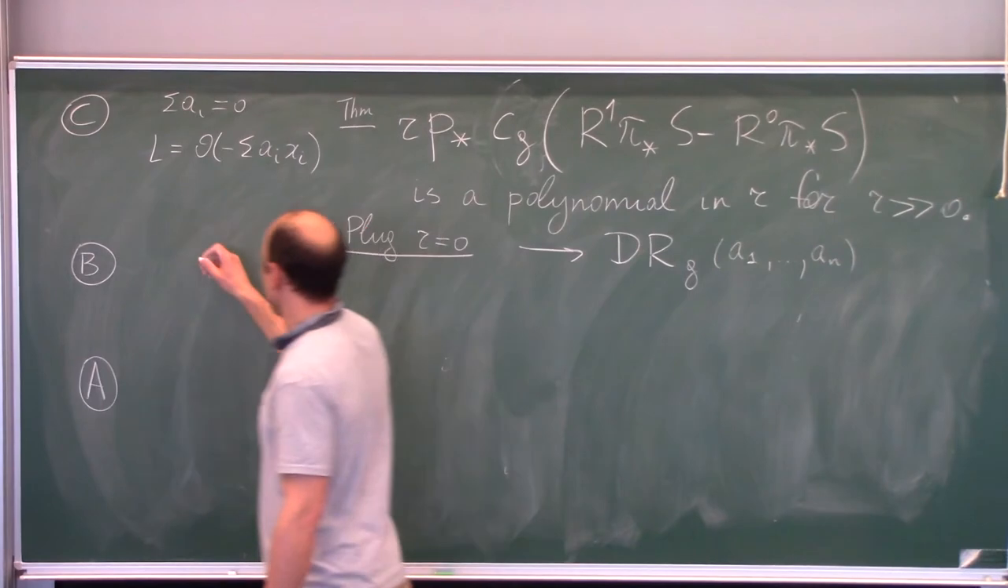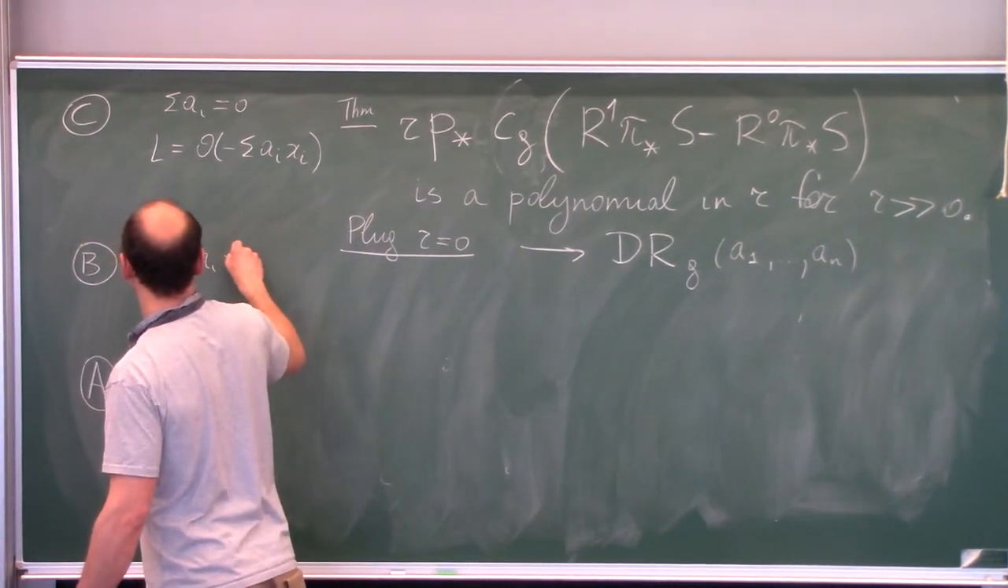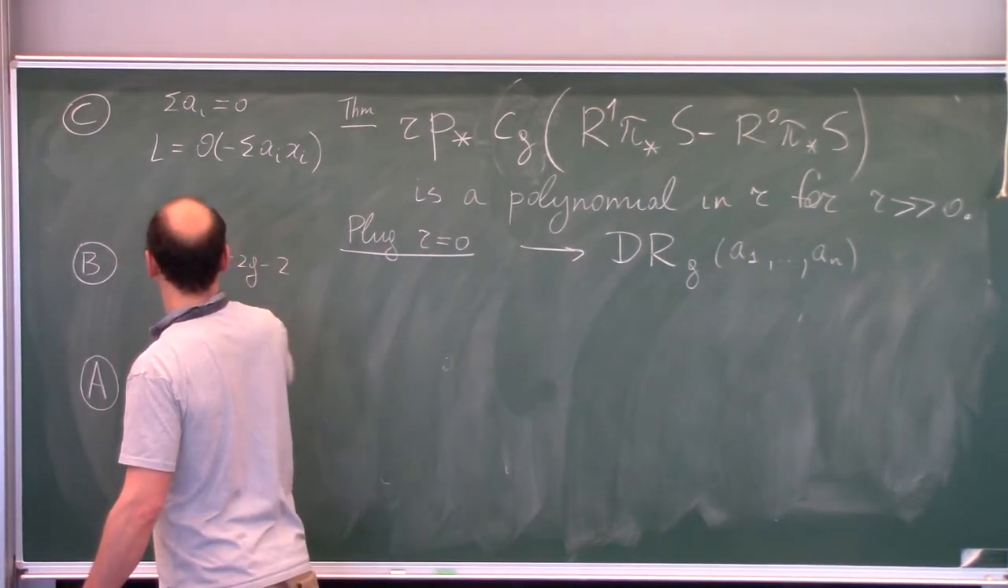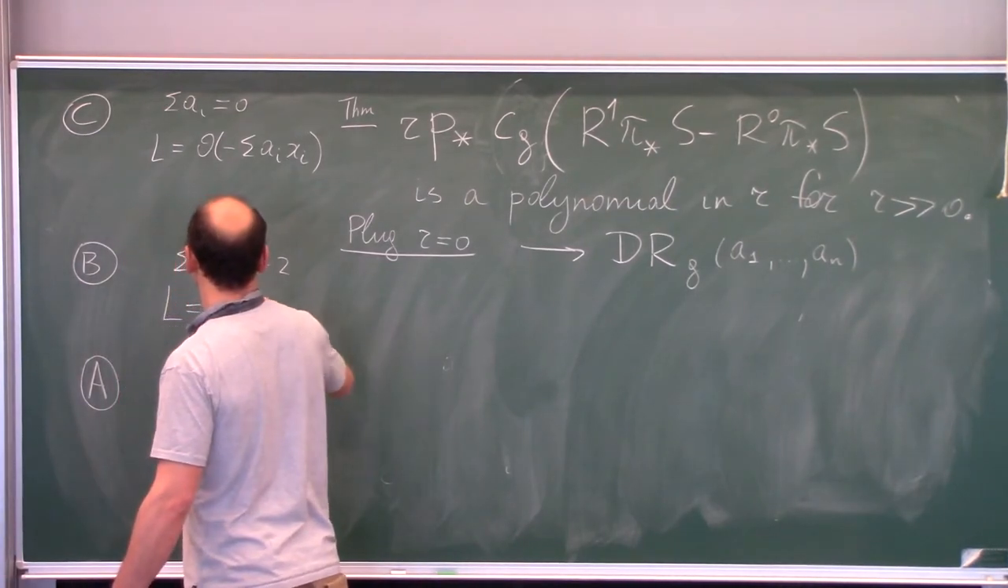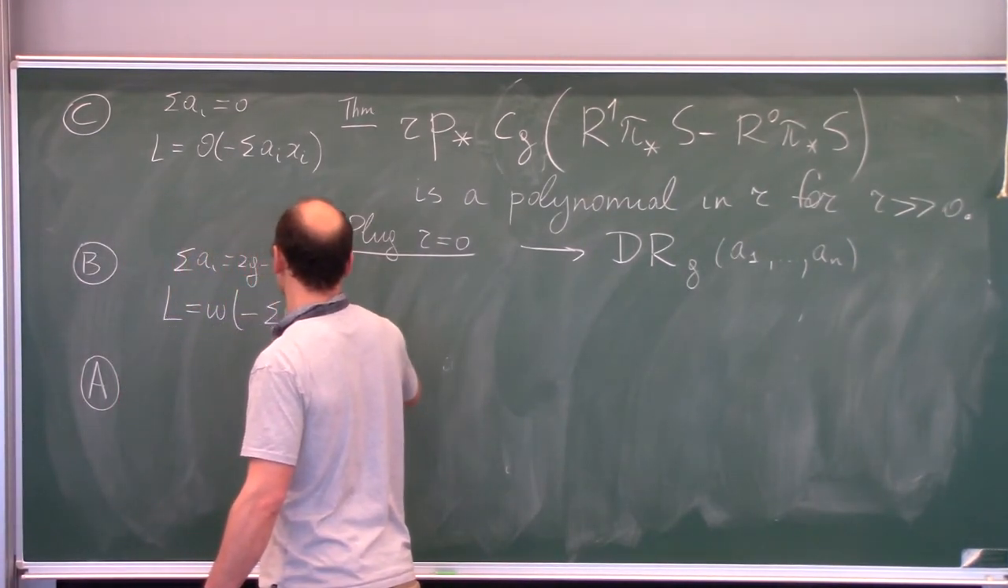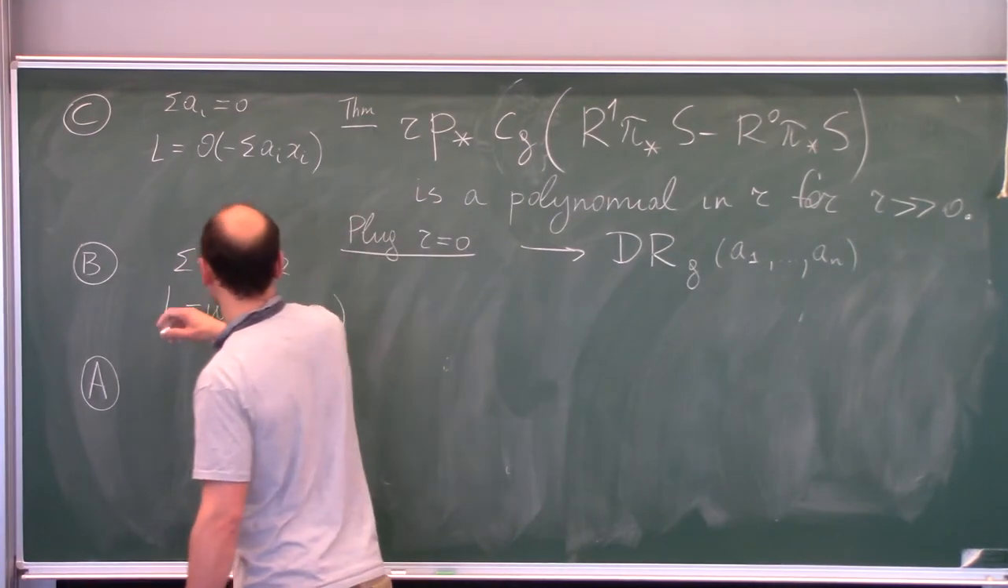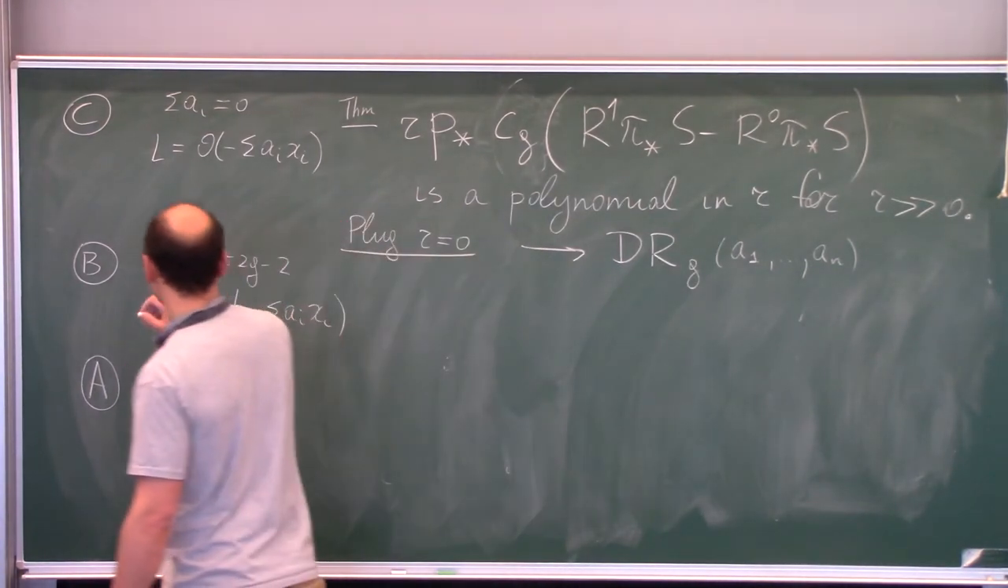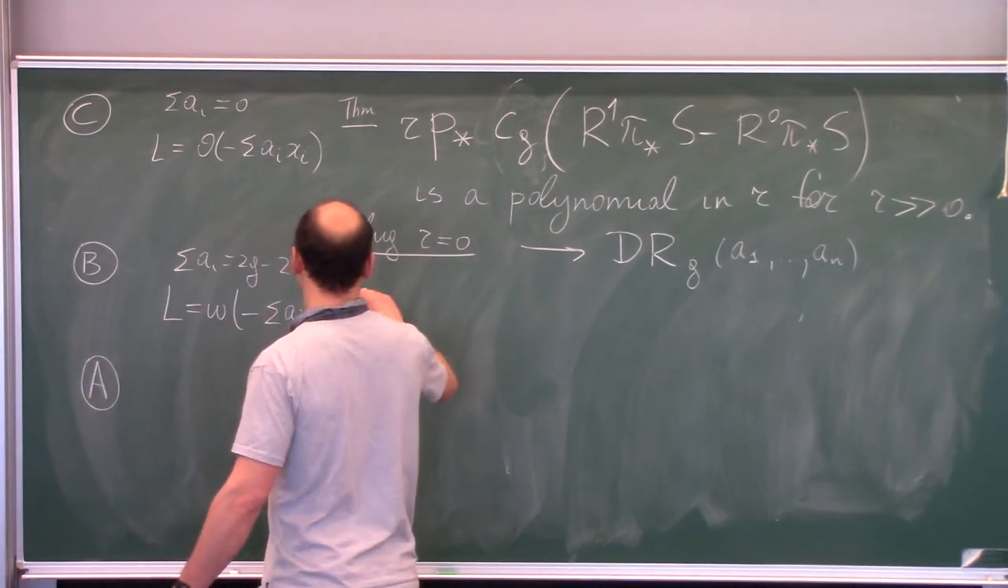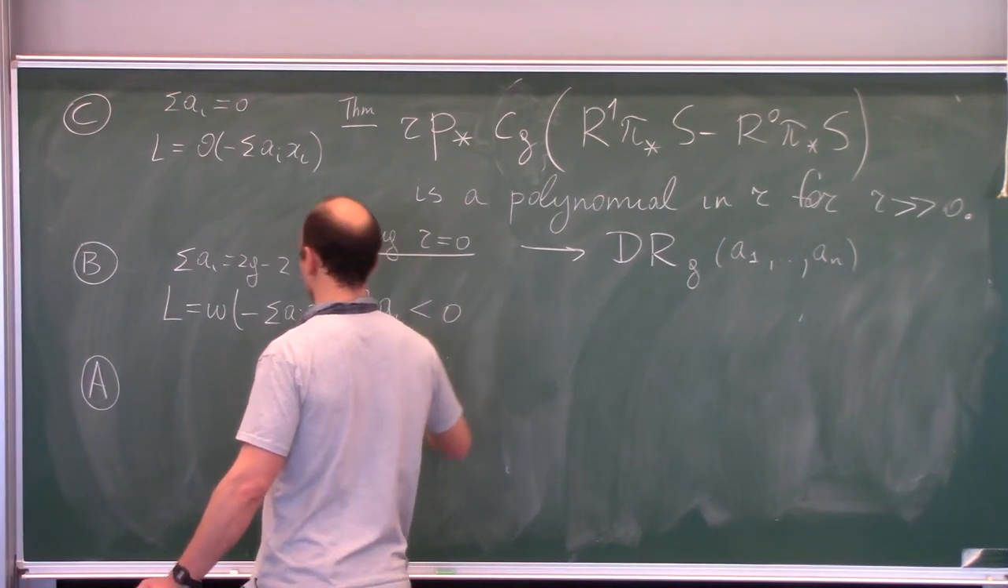Okay, so B is the same. The sum of the a_i's is equal to 2g minus 2. L is now omega twisted, twisted omega, that's the meromorphic locus. So there exists a negative a_i.